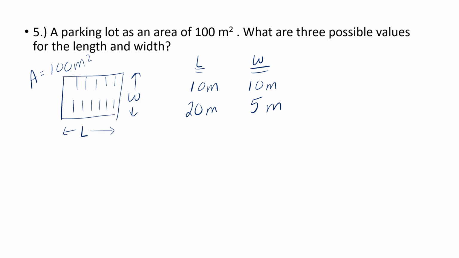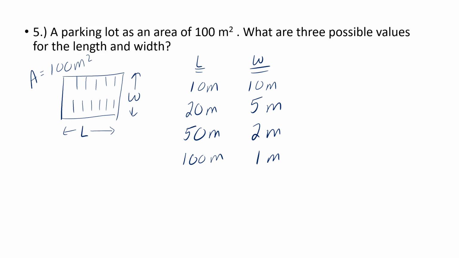We might say that the length is 50 and the width is 2. Okay, now that would be a very oddly shaped parking lot, but technically it would work. You might have even said that the length was 100 meters and the width was 1 meter. Now somebody might say, well, you can't make a parking lot that looks like that because nobody can drive around any of the other cars.